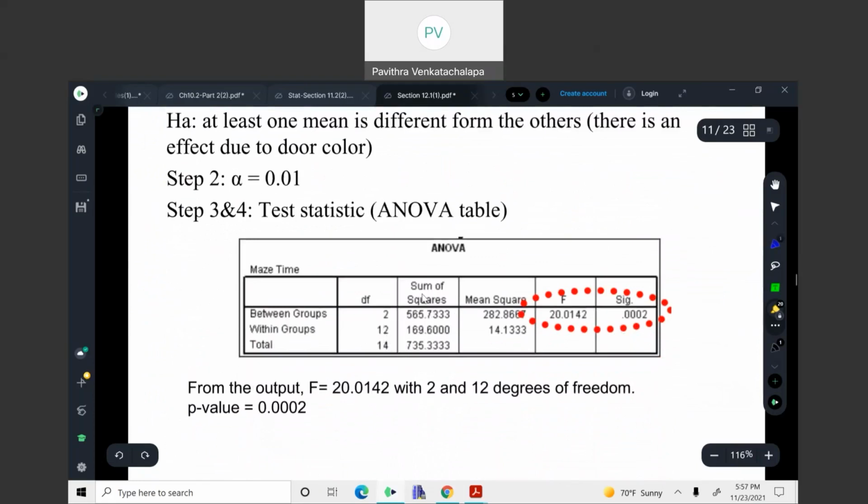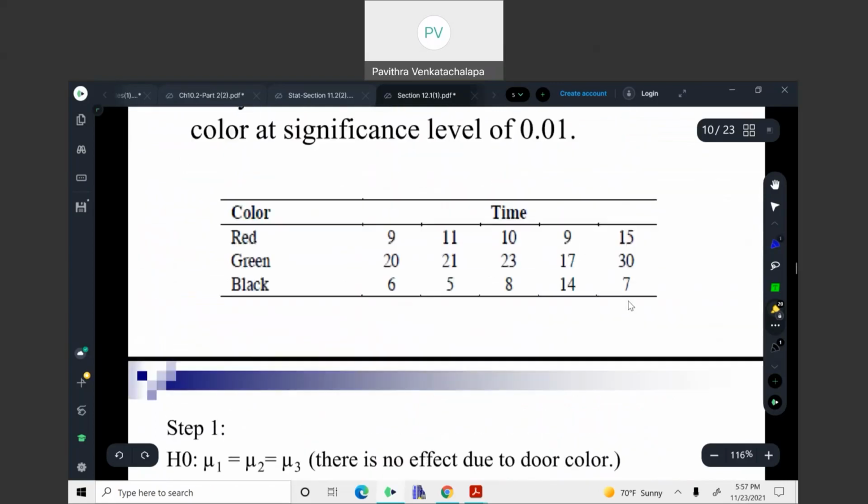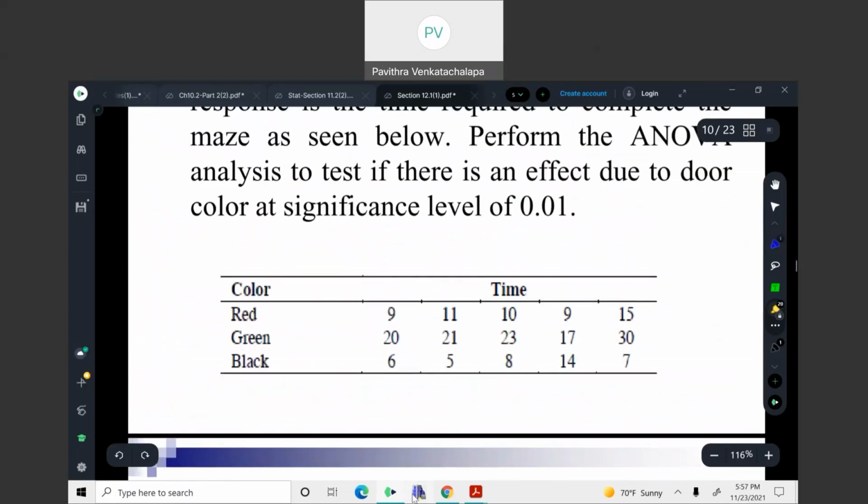And likewise you calculate sum of squares, mean square, and then F is wrong here. It should be 0.2 something. So let's use the calculator and we will find out the answer for this. So sig is nothing but your p-value. Now I will show you how to do this in the calculator.